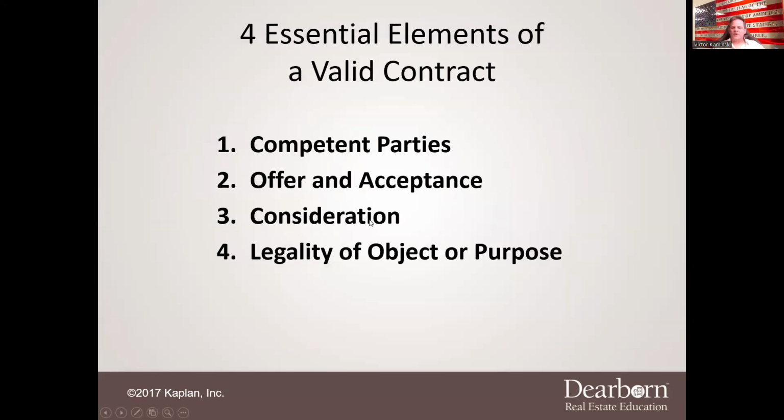All right. There are 4 essential elements required for any contract to be valid. You have to have competent parties, offer and acceptance, consideration, and legality of the object or purpose of the contract. It has to be for a legal purpose and not against public policy.